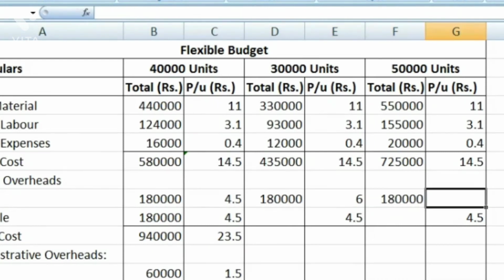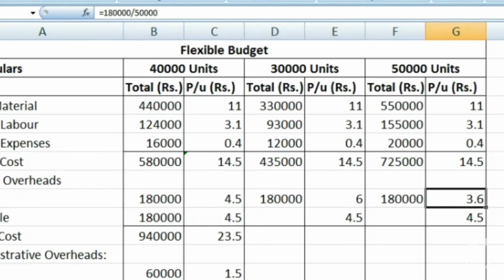Okay, and here 1,80,000 divided by 50,000. So you just observe that 1,80,000 remains the same but per unit changes. As the number of units is increased, per unit decreases, and as the number of units is decreased, per unit is increased, right? But total remains the same, per unit changes.